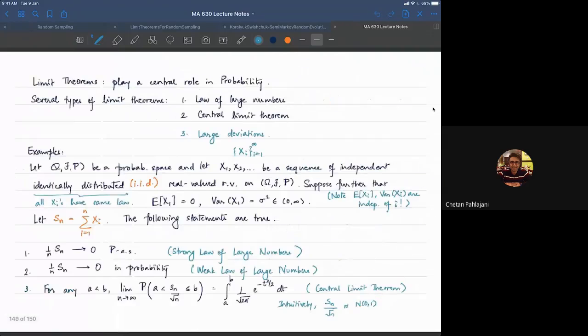Okay, so what we did last time is we talked briefly about limit theorems. So we said limit theorems play a central role in probability. There are several types of limit theorems. So there's law of large numbers, there's central limit theorem. Now, as we said last time, there is no single law of large numbers. If you want, you can think of law of large numbers as Barfi, and central limit theorem as ice cream or something, okay?